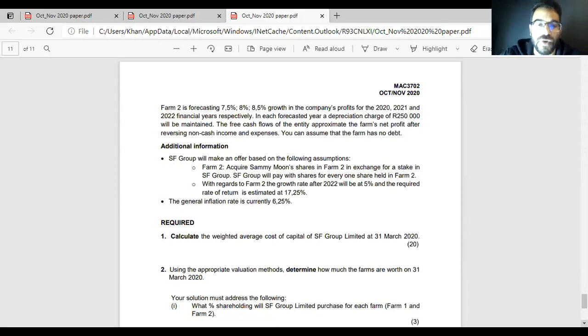Okay, so let's have a look at how we will deal with this. I'm going to read the required, then I'm going to go into Excel and perform the valuations. I'll show you the formulas for all 4 valuations, and then we will work through the specific valuations.